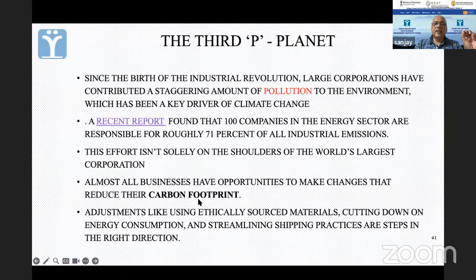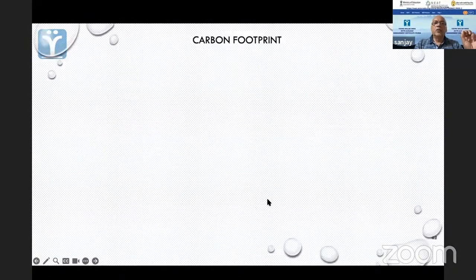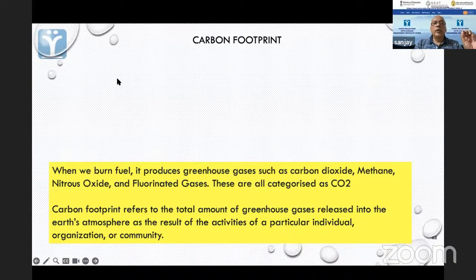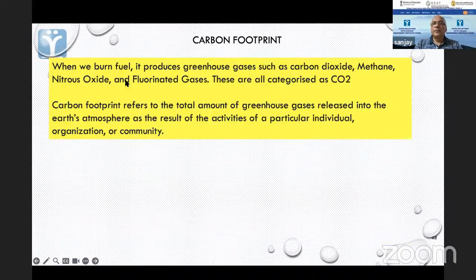So let's just discuss this carbon footprint for a while. So what is carbon footprint? When we burn fuel, it releases greenhouse gases such as carbon dioxide, methane, nitrous oxide, and fluorinated gases. We don't have to get into the chemical composition of each gas. All that we need to understand is that these are all categorized as CO2, carbon dioxide.